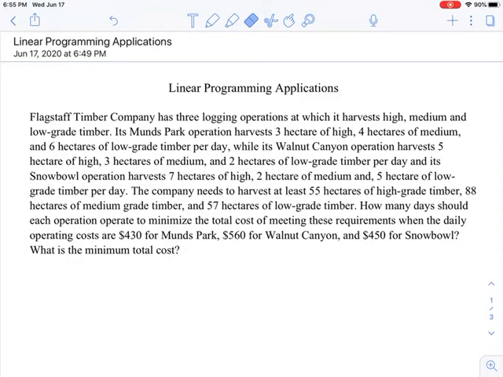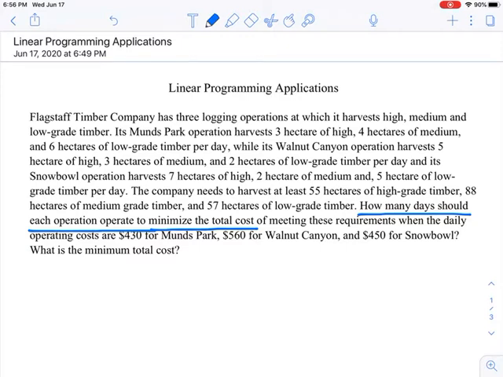In this video, I'm going to set up a linear programming problem. So the first thing that we need to do is to define our variables, what x, y, and z represent, and determine what our objective function is. So the easiest way to do that is to go to the end of the problem. And at the end of the problem, it says, how many days should each operation operate to minimize total cost? So I now know that we are trying to minimize cost.